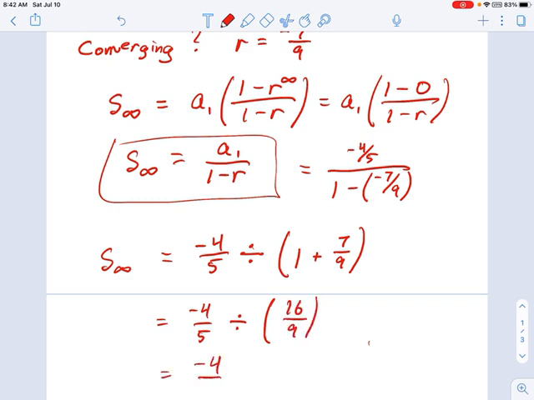And not so bad anymore, because now it's just multiplying by the reciprocal. So 9 over 16, 4 crosses out with the 16, leaves a 4 on the bottom. This becomes negative 9 over 20. Okay, and that's how you would calculate the sum of a converging sequence.